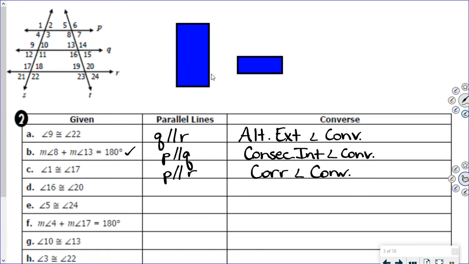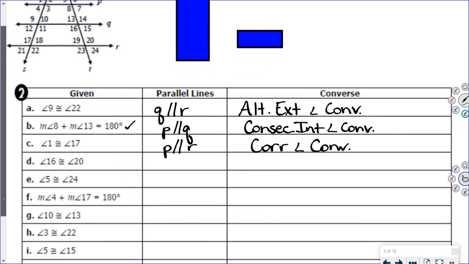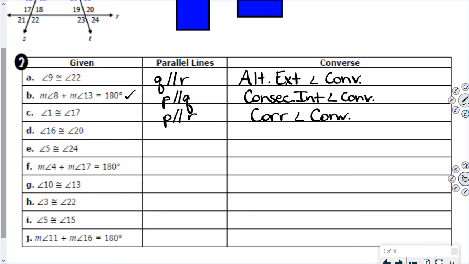Okay, so I'm going to give you guys a few minutes here to try out these bottom examples, and then I'm going to go ahead and give you guys the answers for these. So please go ahead and do D through J.